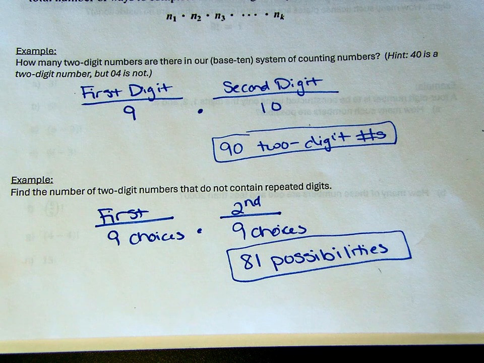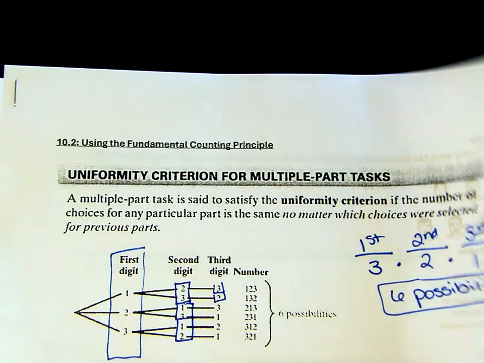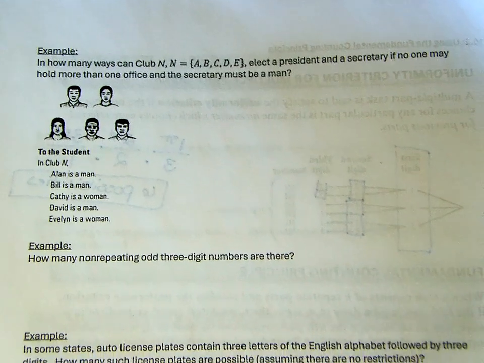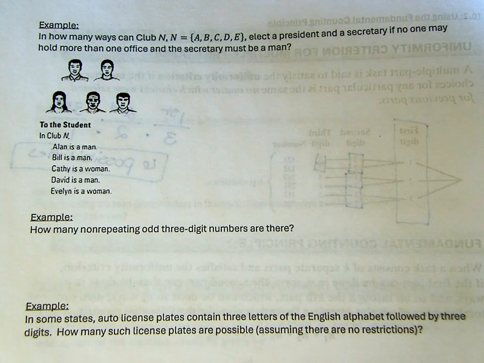All right, let's look at some more. We're going to do lots of problems. We're going to look at that club N or group N that we talked about last time. It changes a little bit depending on the problem. This one did give us a picture, which isn't totally helpful. It's more helpful to know which of our students are male and female because that's relevant to this problem.